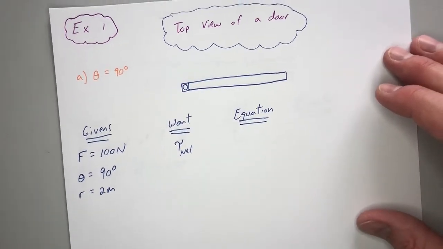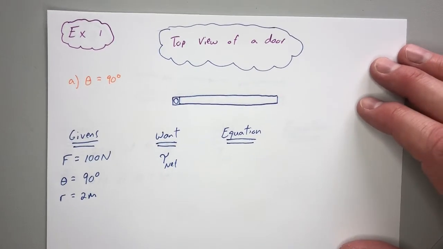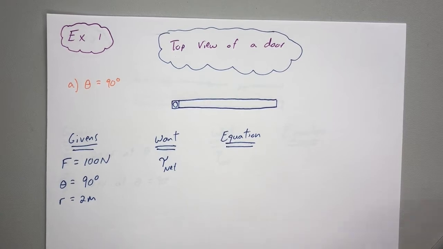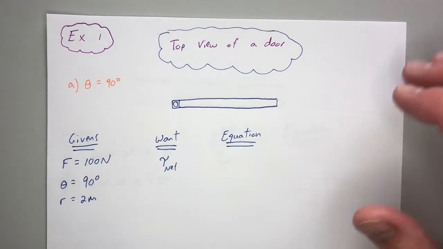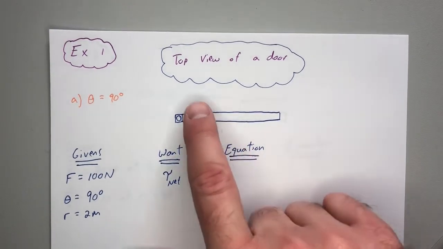All right, so we're gonna do example number 1 here. And a lot of times with these examples, they'll use a wrench because you can figure out how much force you're applying on a wrench and how long the wrench is, and it makes it pretty nice. Or they'll use like a door. And this is what I've drawn here. It's the top view of a door.